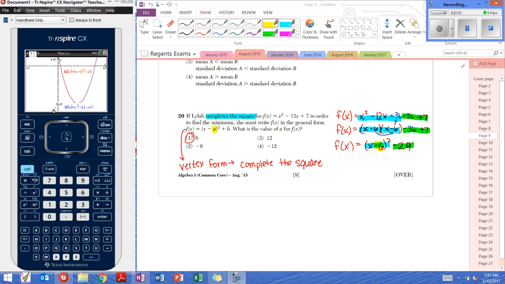And I had to change my window around just because, well, you can see that the minimum is negative 29. So I went all the way down to negative 35, and then when I did that, I didn't see both of my zeros, so I just made my x values a little bit larger. You can see that they're the same. They don't give us the correct answer to this problem, but they do tell us that we completed the square correctly.